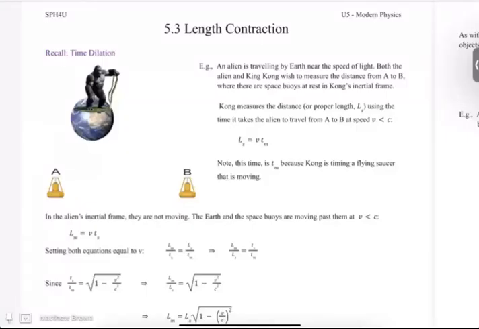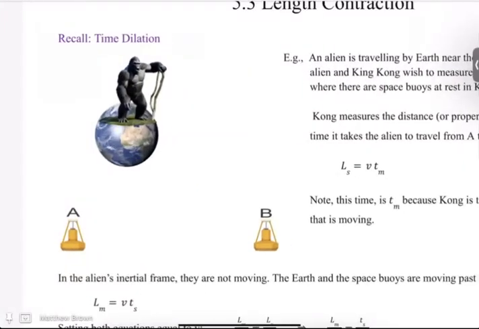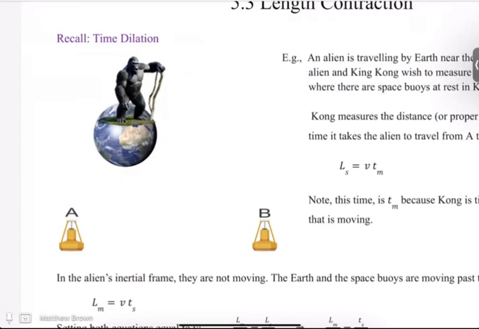If you're looking at this one here, I get it, the Kong is a little big and this whole thing looks a bit silly. But if you follow the concepts, hopefully it actually does make sense. So you've got an alien traveling by Earth near the speed of light. Both the alien and King Kong wish to measure the distance from A to B. He's very big, but just bear with me. It's silly, but it works.